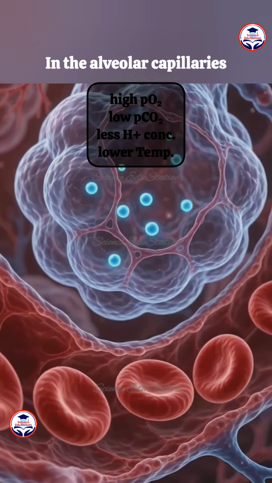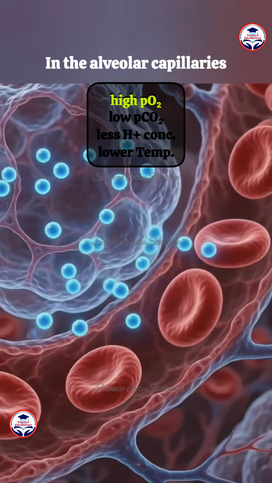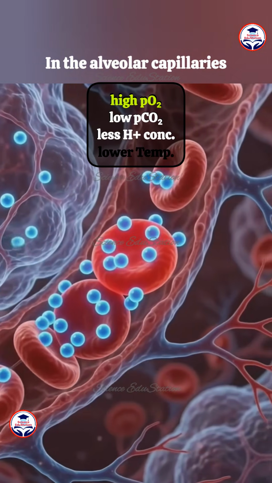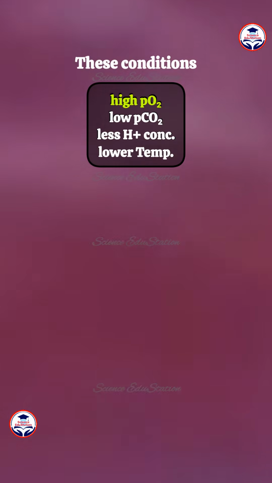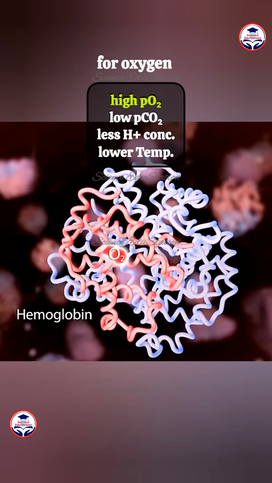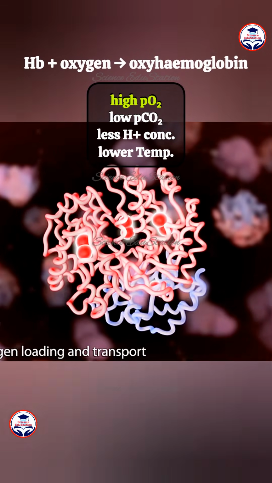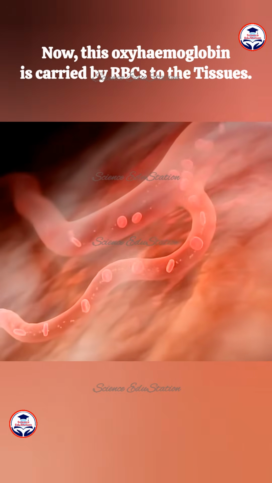In the alveolar capillaries, the partial pressure of oxygen is higher, but partial pressure of CO2, H+ concentration, and temperature are lower. These conditions increase hemoglobin's affinity for oxygen, so more oxygen binds and forms oxyhemoglobin. Now this complex is carried by RBCs to the tissues.